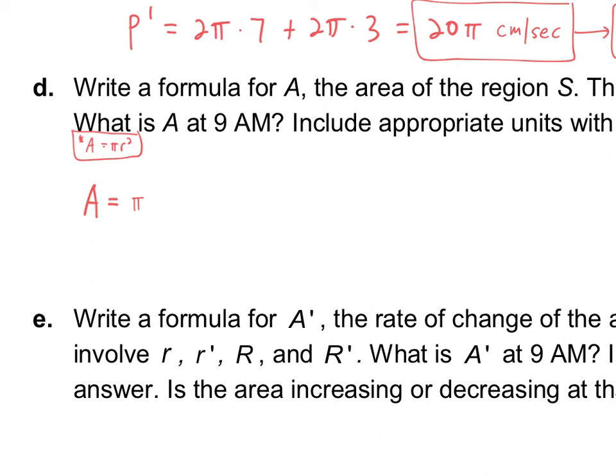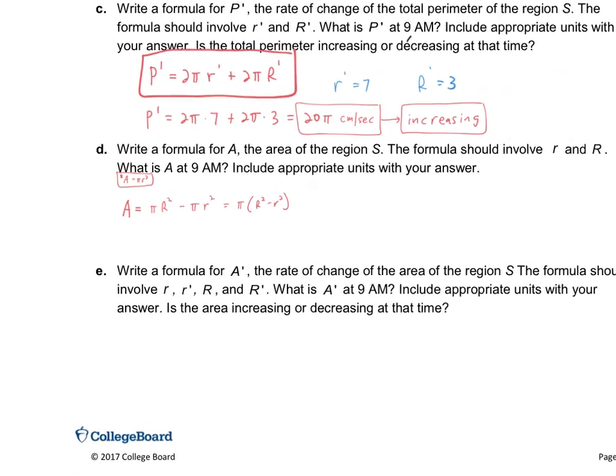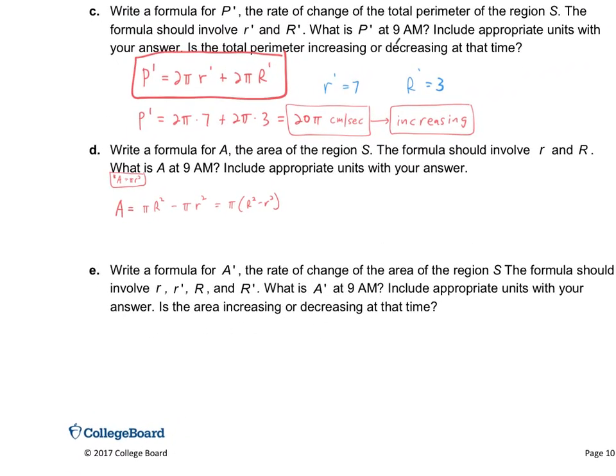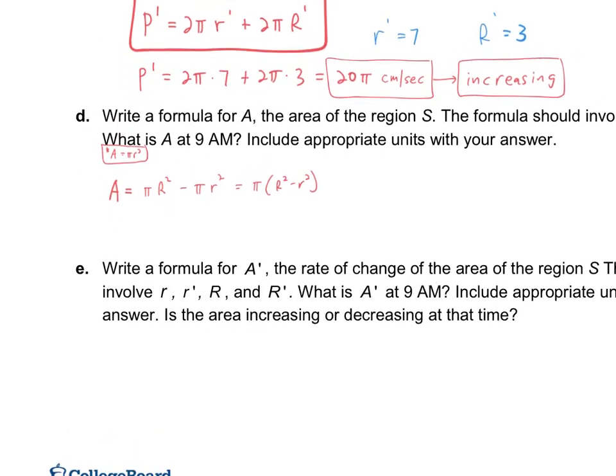They asked for the area between them. So that's the bigger circle area minus the little circle area. If you want, you can pull out a pi, but it doesn't matter. Okay, what is A? What's the area at 9 a.m.?